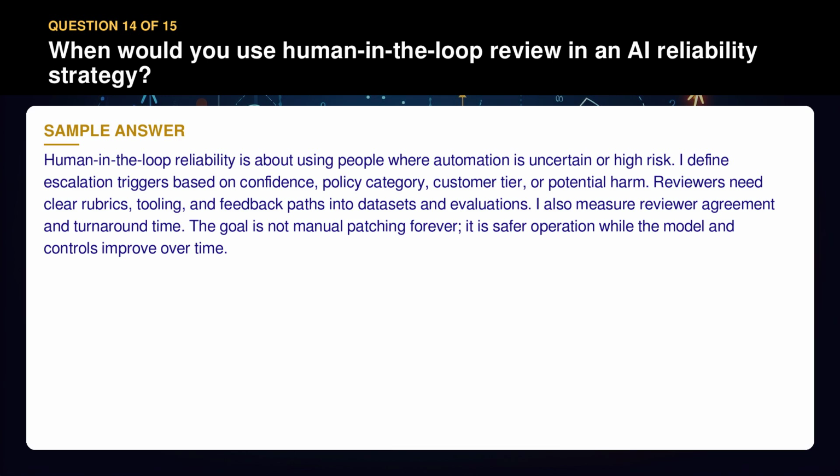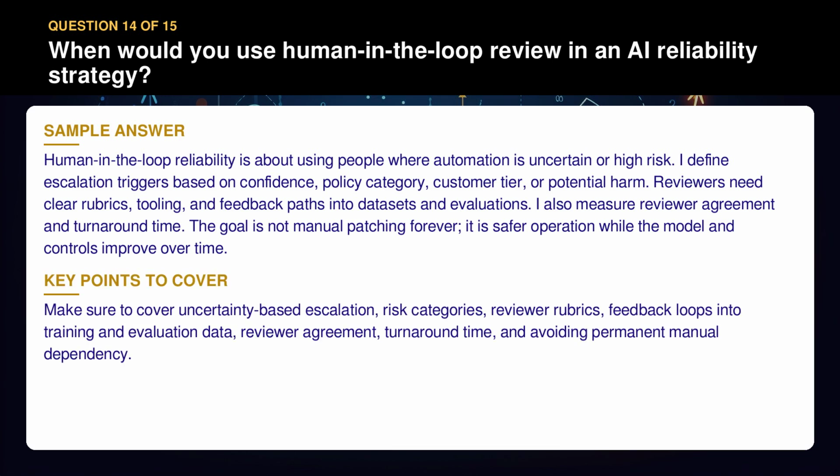I also measure reviewer agreement and turnaround time. The goal is not manual patching forever. It is safer operation while the model and controls improve over time. Make sure to cover uncertainty-based escalation, risk categories, reviewer rubrics, feedback loops into training and evaluation data, reviewer agreement, turnaround time, and avoiding permanent manual dependency.